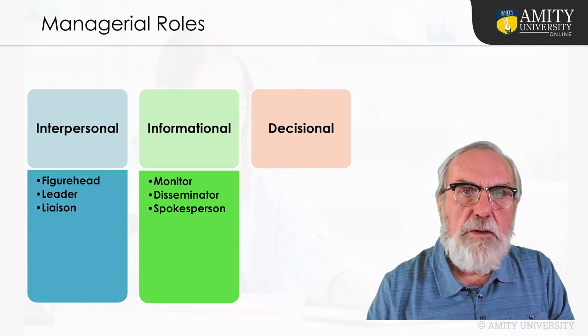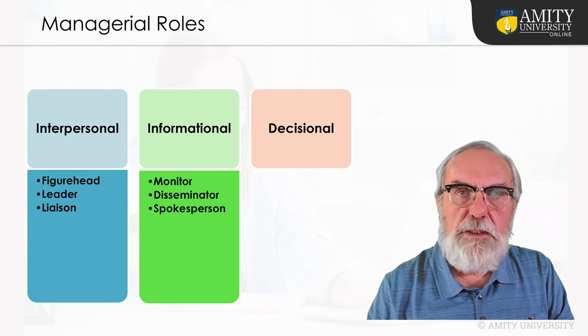Informational roles, the roles of monitor, disseminator, and spokesperson, all involve processing information. A monitor actively seeks information that may be valuable to the organization. A disseminator transmits information to others within the organization. And a spokesperson transmits information to people outside the unit or outside the organization. For example, in their spokesperson role, a CEO may represent the firm in advertising, and a recent example is Bill Ford of Ford Motors, who you can see on commercials for Ford motor cars around the world.